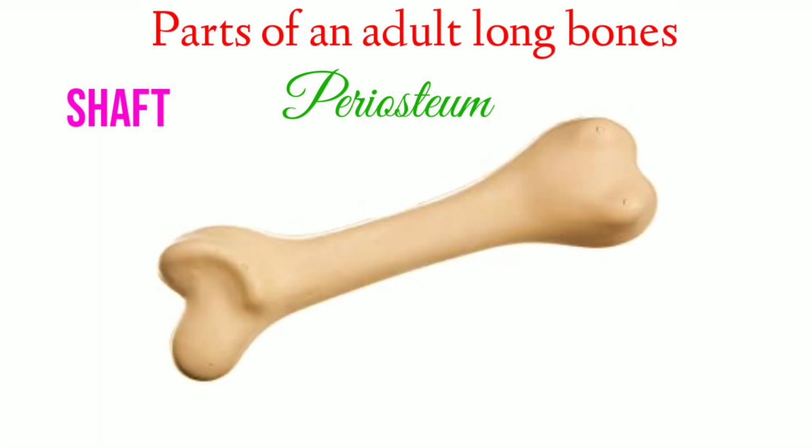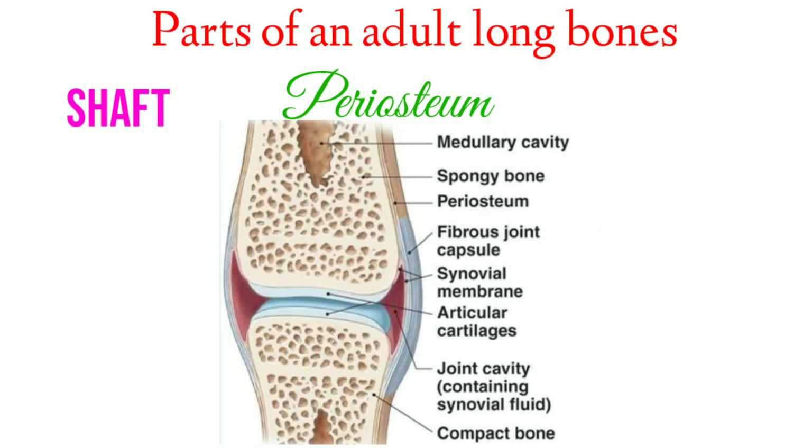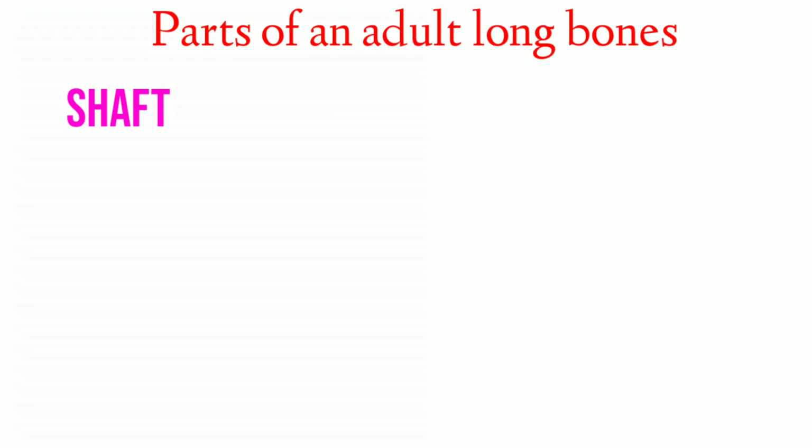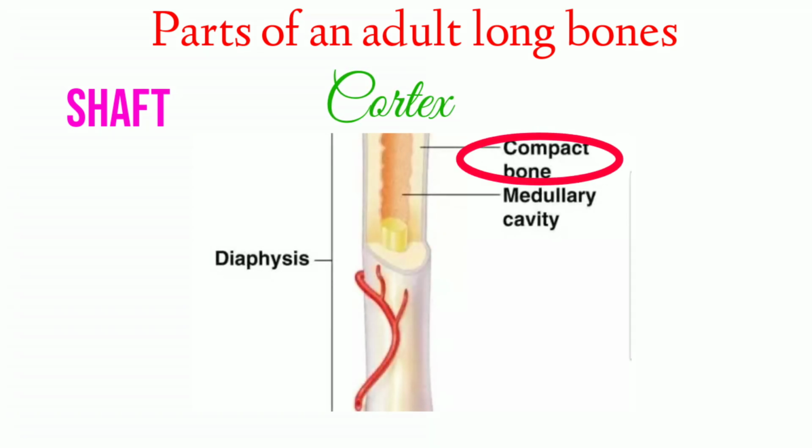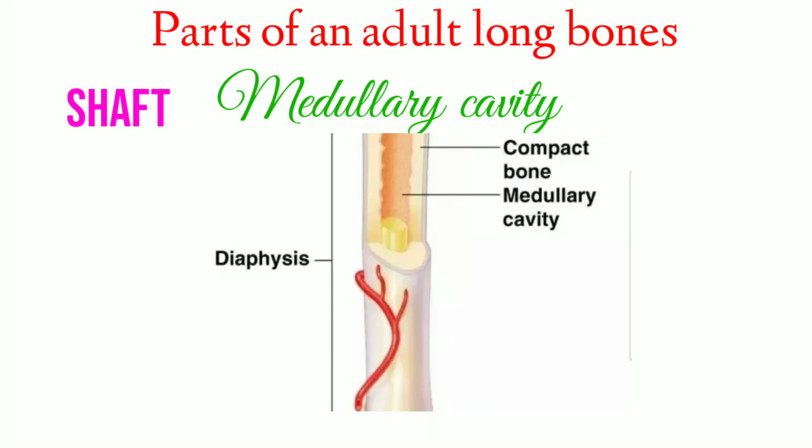Periosteum covers the whole shaft, but at the articulating surface of the ends of the bone, it continues with the joint capsules. It won't cover the articulating surface of the ends. Next, the cortex. It is made up of compact bone, which helps the bone to withstand mechanical strains. And the medullary cavity. It is a cavity inside the cortex of the shaft which is filled with bone marrow.